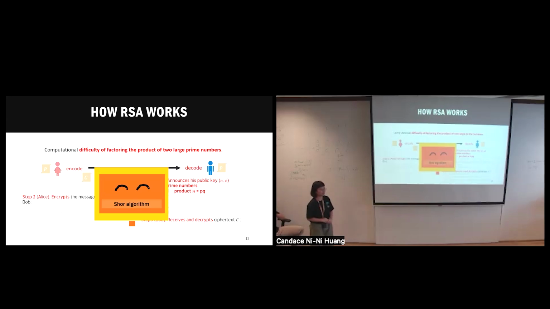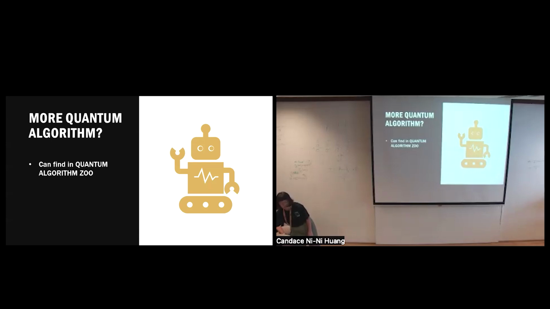There's a very smart guy called Peter Shor, and Shor said that there's a quantum algorithm that can run very fast, faster than a classical computer, and it can break this RSA. If you are interested in more algorithms, you can check the quantum algorithm zoo. Here I just provide one example of how a quantum computer can work.